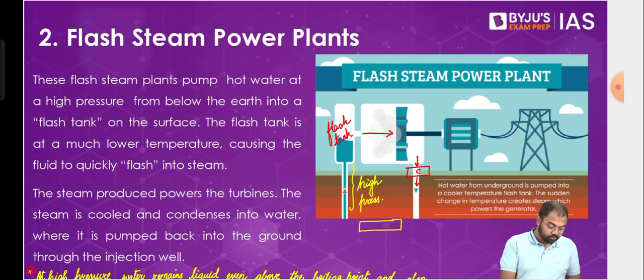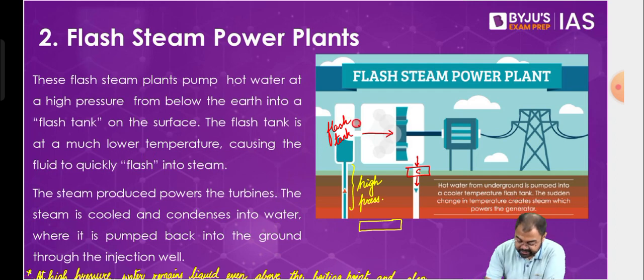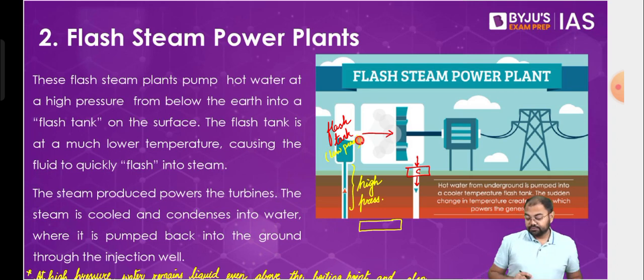So this is basically what we see here, and that's the basic principle behind the working of the flash steam power plant. The flash tank has a lower temperature and a lower pressure. So the flash tank is at a lower pressure, and hence this kind of conversion happens here.